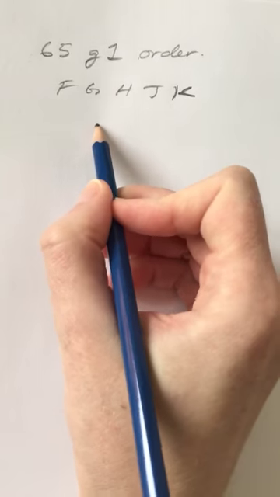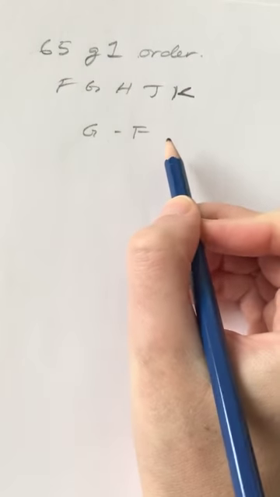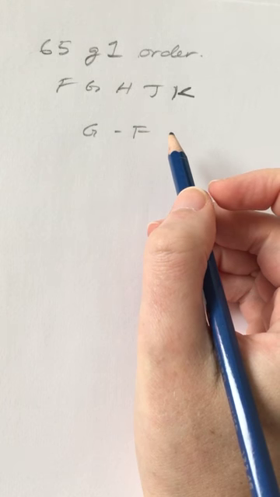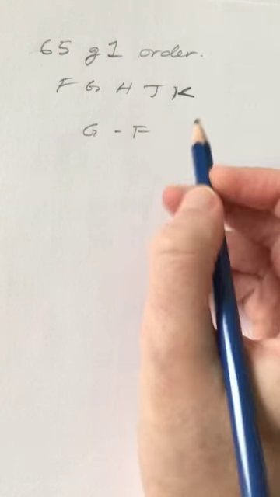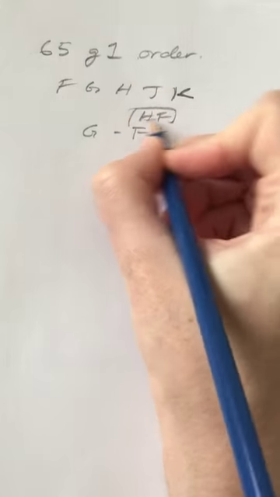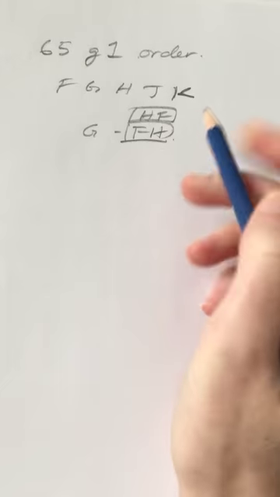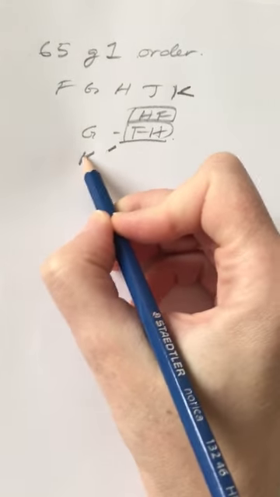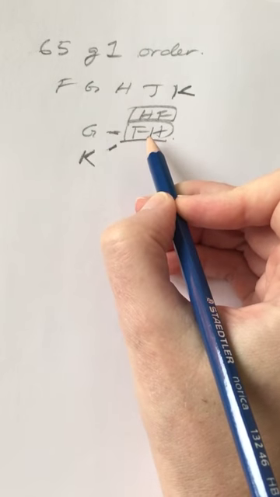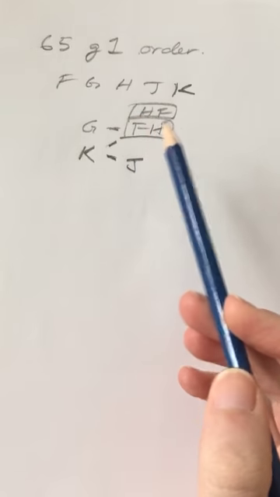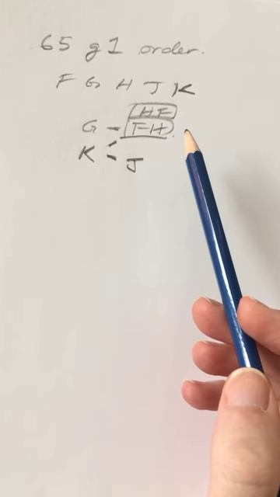Great. G is earlier than F. K is earlier than H and J, and H and F are right next to each other. So H and F are right next to each other, and K is earlier than H, so it's got to be earlier than that pair, and K is also earlier than J. All right, so that would be the diagram for this one.